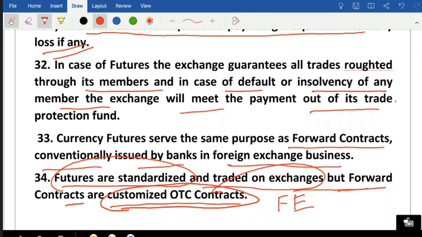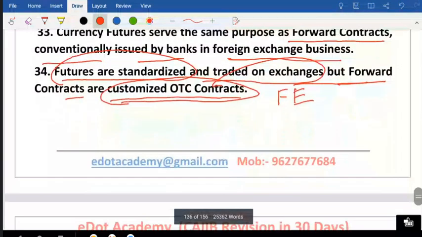You can remember it like this: Future, after F comes E, and C is very far. C and OTC are very far away. So FE and CO: future, exchange, and forward, forward contract, over the counter. Likewise you can remember. Future, exchange, and forward means OTC, over the counter.